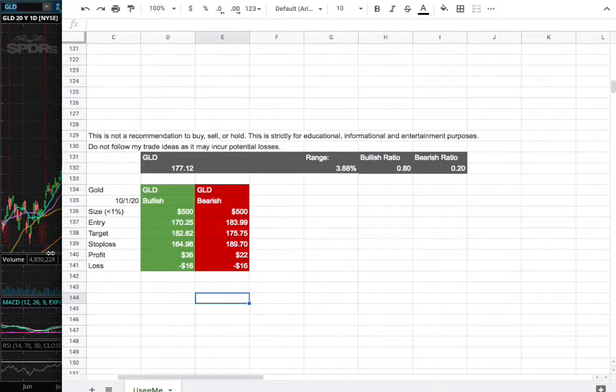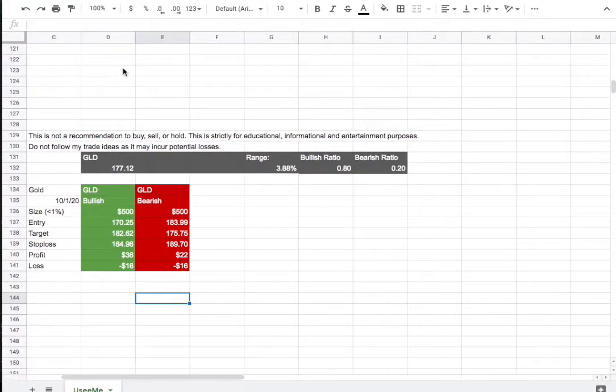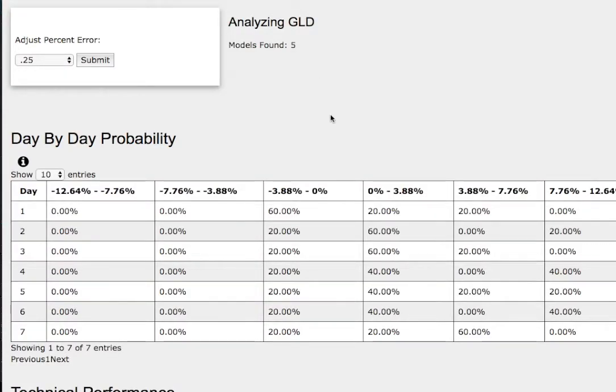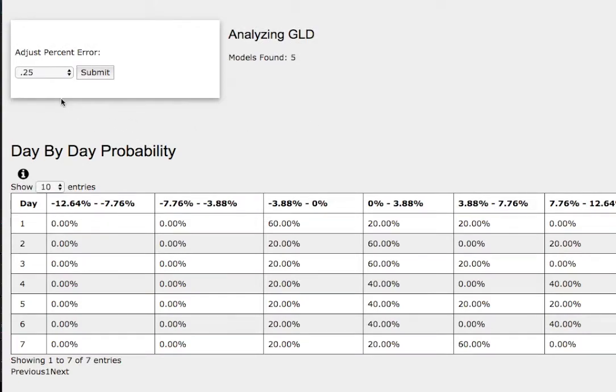So how did I develop these trade ideas? It all comes from the day-by-day probability model, which is available in the link below, so do check it out. As we progress to the 5th day or a week of trading, we have a 40% chance for gold futures to climb between 0 to 4%, and a 20% chance for it to climb between 4% to 8%, and further extreme case to the upside, we have a 20% chance for it to climb between 8% to 12.6%. And to the downside, we have a 20% chance for it to fall between 0 to negative 4%.